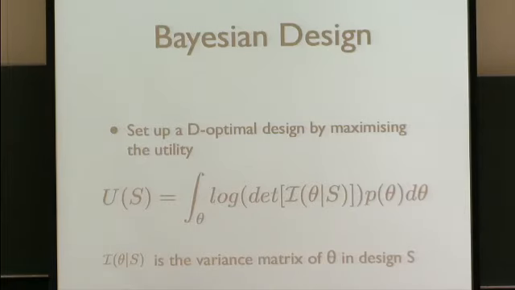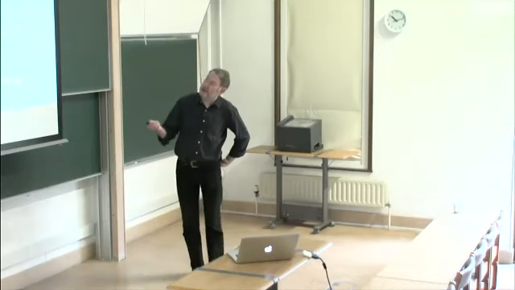And if you want to be Bayesian, you can set up a D-optimal design by maximizing utility. So this is the variance matrix in some design, so this is the output given our design. You take the determinant, take the log of that, multiply it by the prior, and just integrate over all values of your input. Okay? And we will come back to that.